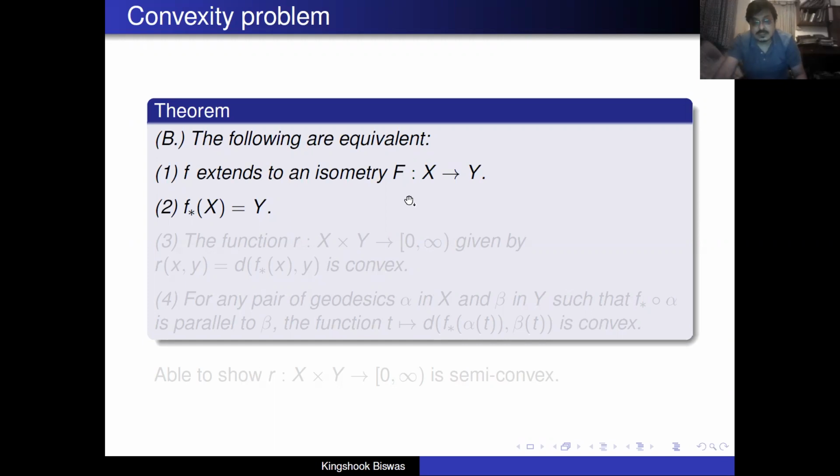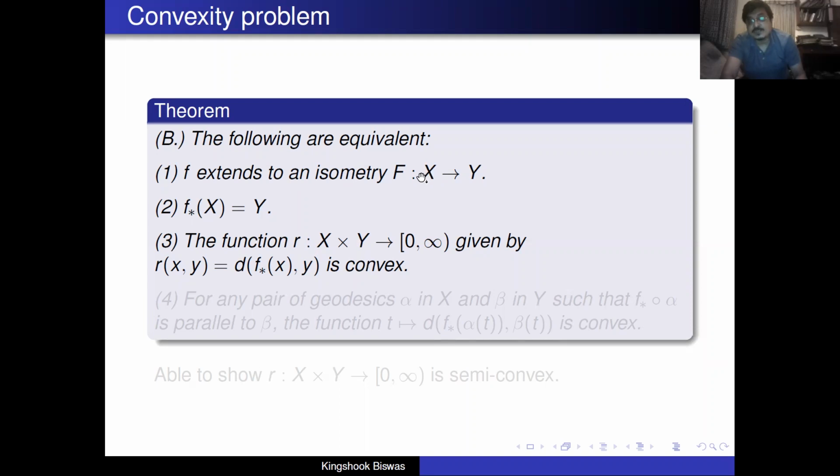Now this is equivalent to the following: we have a function R on the product X cross Y given by R of x comma y is the distance between F star x and y. So this is the distance in the Moebius space M of ∂Y. So if this function on this Riemannian manifold X cross Y is convex, then F extends to an isometry from X to Y, if and only if. So convexity of this function on X cross Y is equivalent to extension to an isometry.